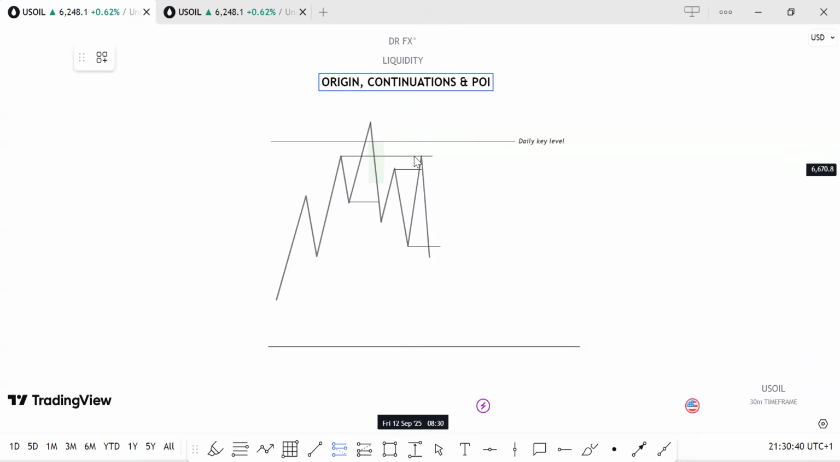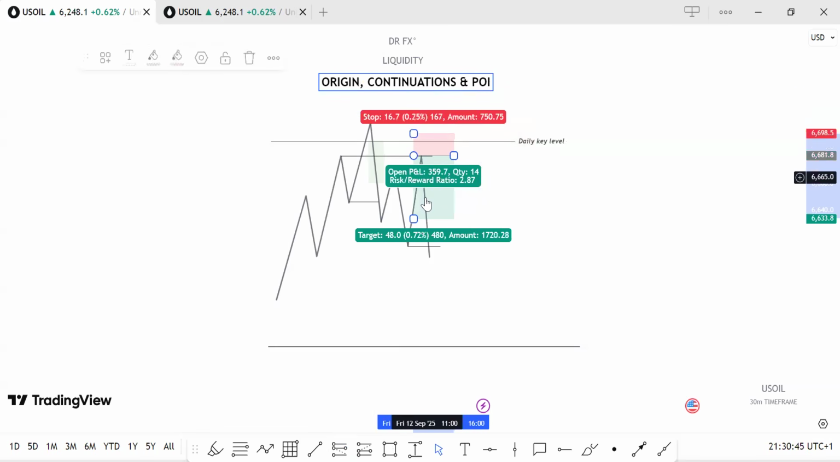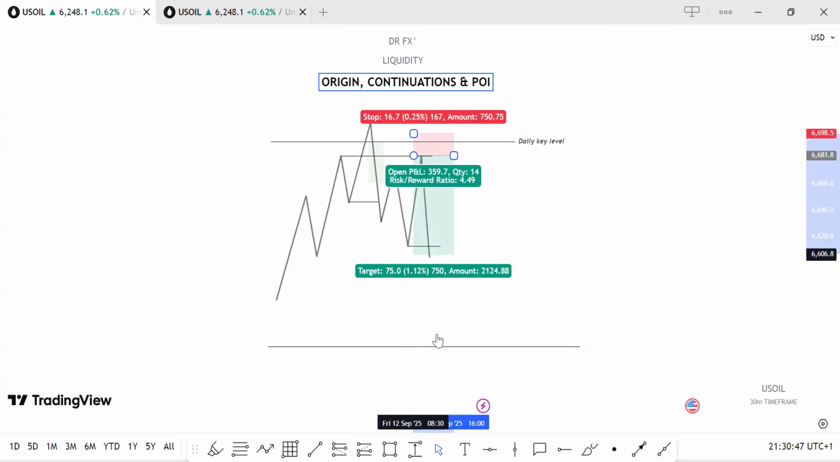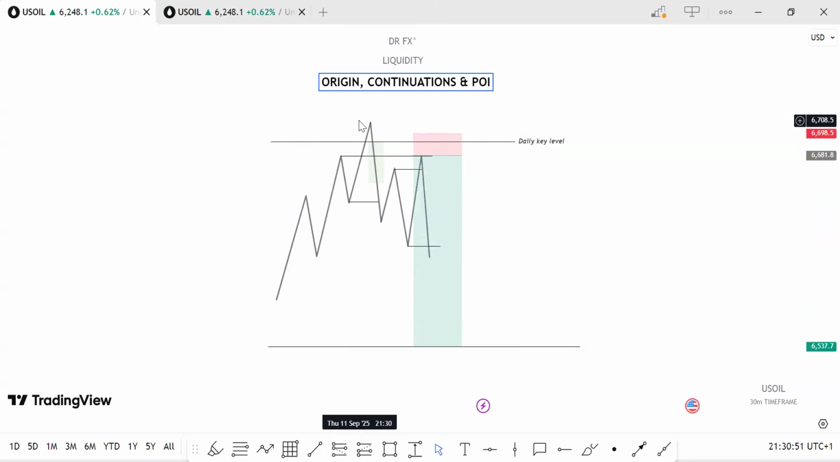When it comes to stop loss placement, you understand how to place your stop loss using QMs, right? It's not going to go as high as this. Then let's say you're taking profit here. Now, you've started trading the origin, the downtrend has started. How do you trade the continuation?